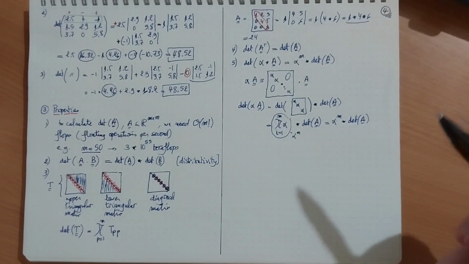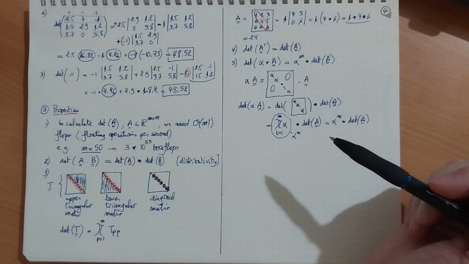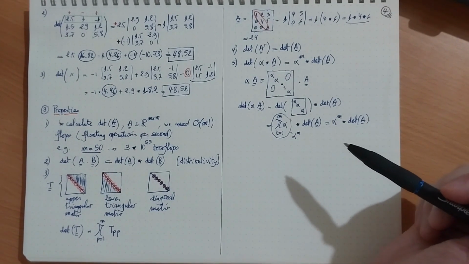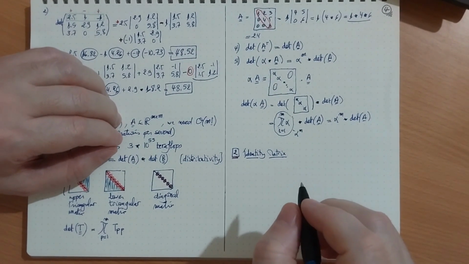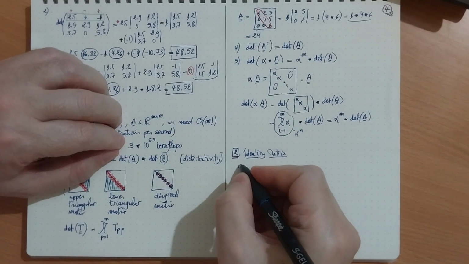Let's move to the second point, the identity matrix. The second point, the identity matrix. So we start with the definition.